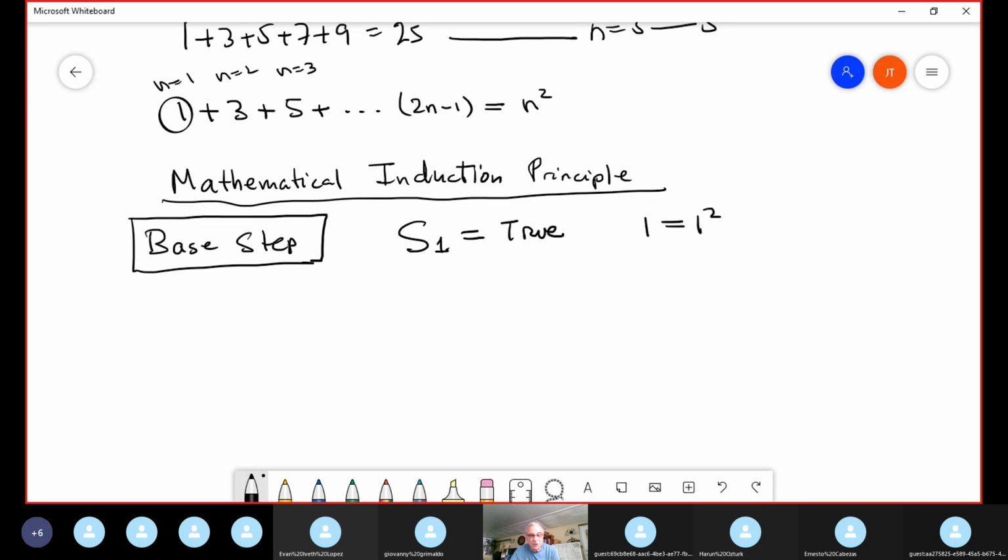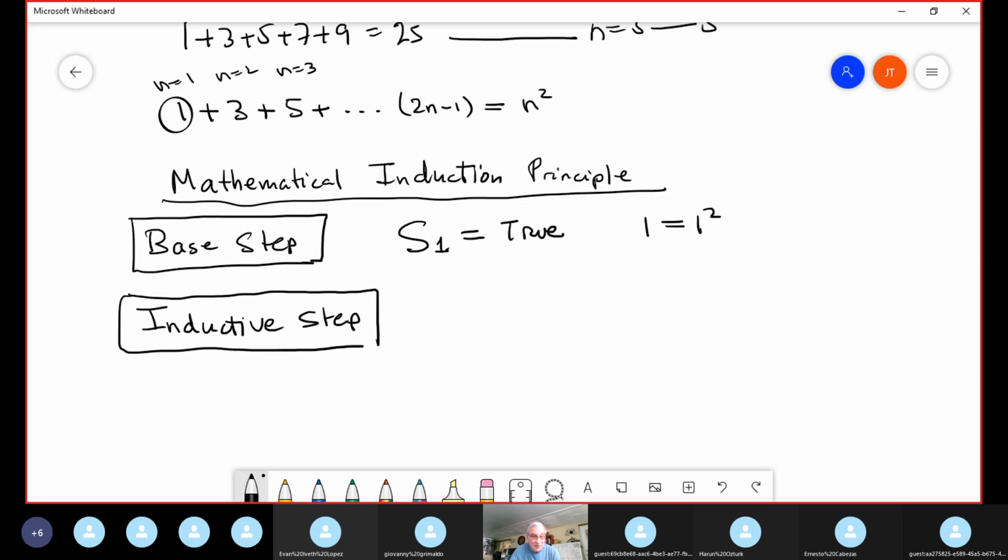Not always; maybe the first is false, but the second is true and it continues forever true. But this is the base step. Try to prove the first truth in the sequence. Frequently it happens in the first, but not always. And we go to the inductive step. It's the most important and the last step.